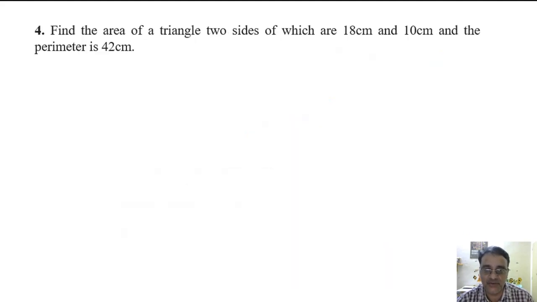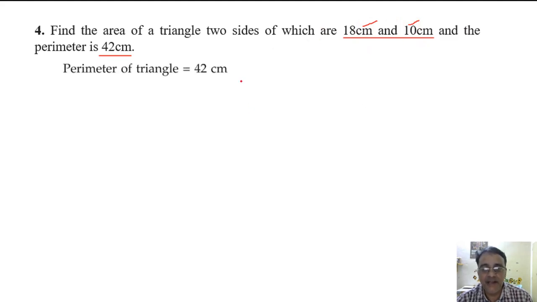Now we'll move towards the next question. Now this is very similar to the example we did before that exercise. Find the area of triangle, two sides of which are 18 centimeter and 10 centimeter, and perimeter is given 42 centimeter. Only two sides are given. How to find the third side? Perimeter is given and two sides. So perimeter is given 42. That is 18 plus 10 plus third side is equals to 42.